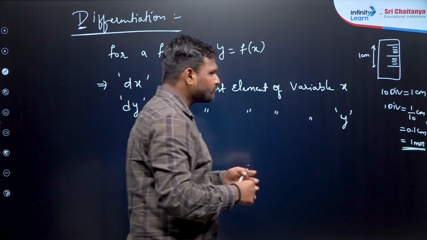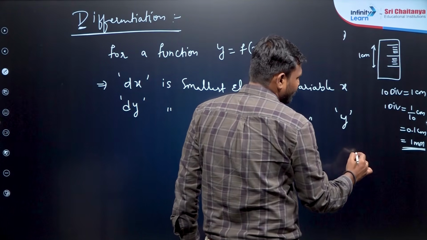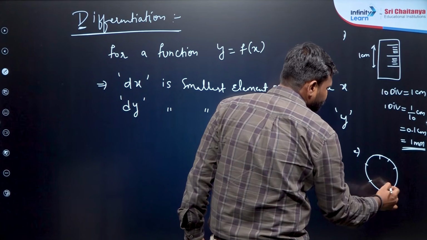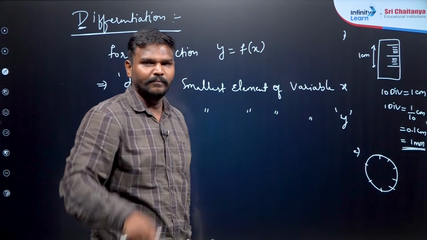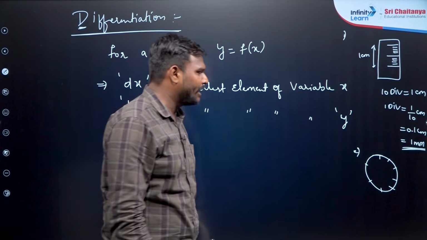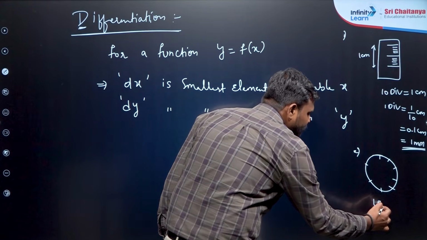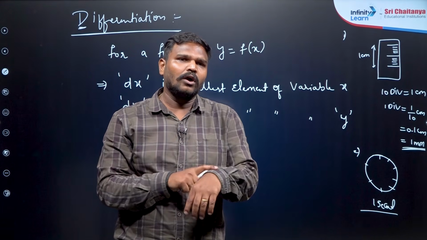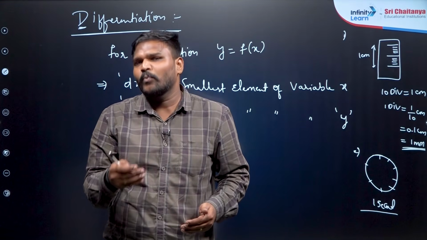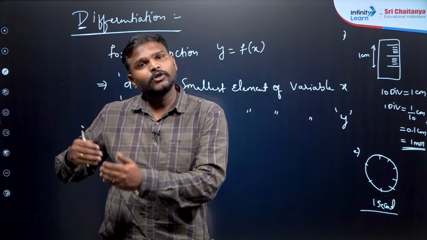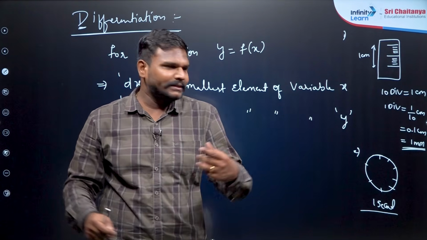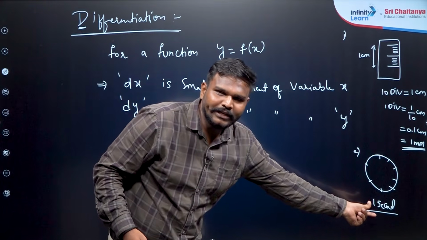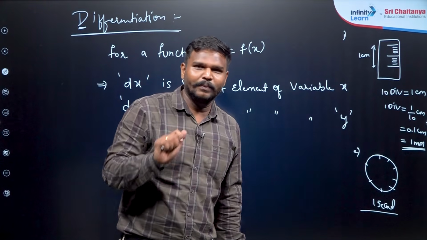I'll give another example. This was in terms of length. Let us say in terms of time, you have a watch, correct? Let us say I have taken a wall clock. The smallest measurement the wall clock can do is 1 second. The least count of a wall clock is 1 second. If you are talking about an analog or digital clock, it may be 0.1 second. If it is a stopwatch, then 0.001 second. So basically if time is your variable, then the smallest element is dt. So dt would be 1 second, like that. I hope it is clear.